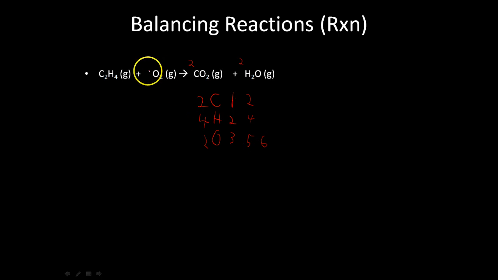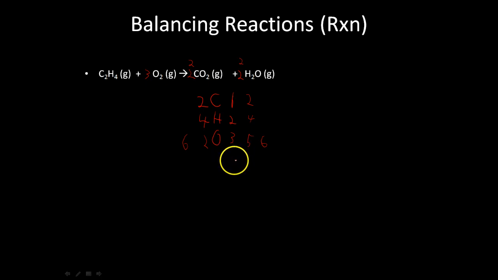In order to have 6 oxygens on the left-hand side, on the reactant side, we put a 3 there, and now all of a sudden we have 6. So 6 and 6, 4 and 4, 2 and 2. Bring those down into the formula, 2 here, 2 there. Our reaction should be balanced at this point. So that's the kind of iterative procedure that you want to do.